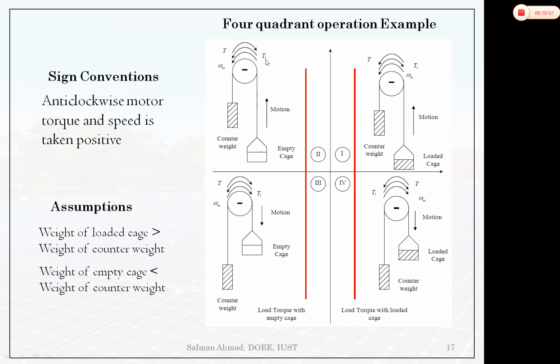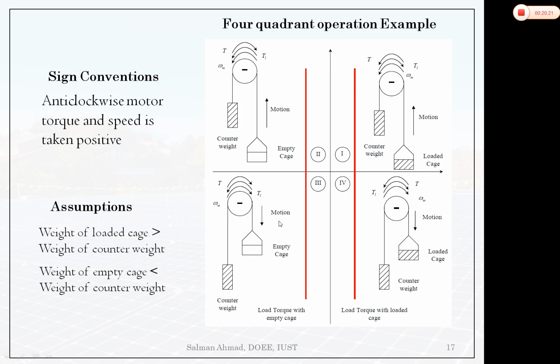You can see that the speed is in the anti-clockwise direction, but the motor torque is in the clockwise direction. So torque is negative and speed is positive. This is called forward braking operation, where the load torque drives the motor.